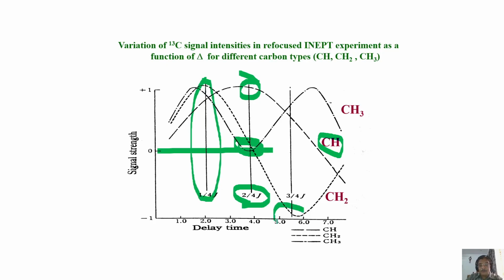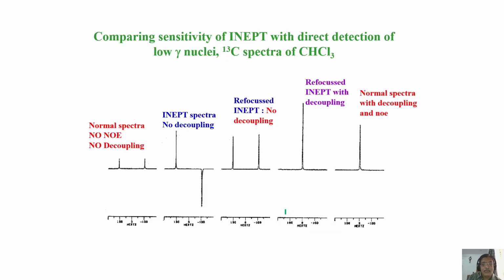Now come to 3/4 of J. What is happening? CH3 is negative, CH2 is negative, CH3 and CH are positive. So you can do this identification of carbons based on the proton multiplicities. How? By choosing the delay delta. You can choose appropriate delta and get all positive, or you can get only CH, nullify this, or you get two positive or negative, similar to what you get in other refocusing experiments like APT.